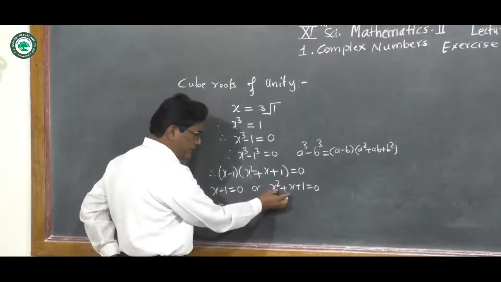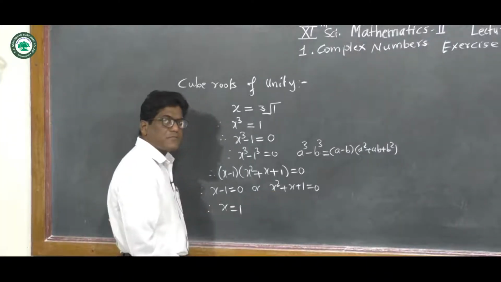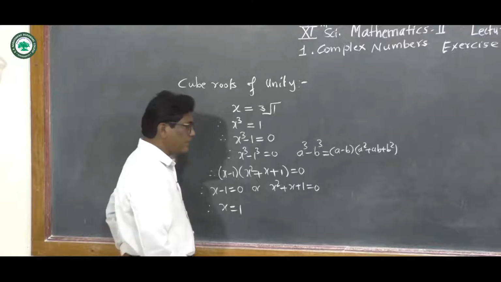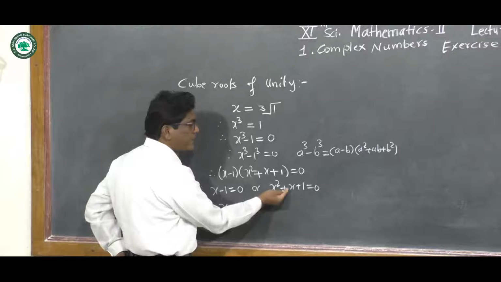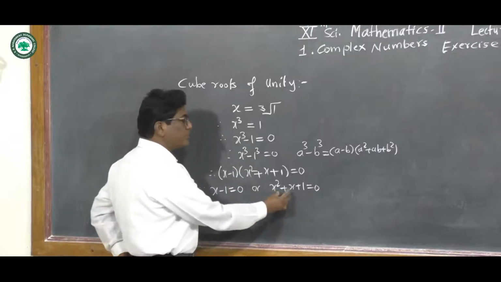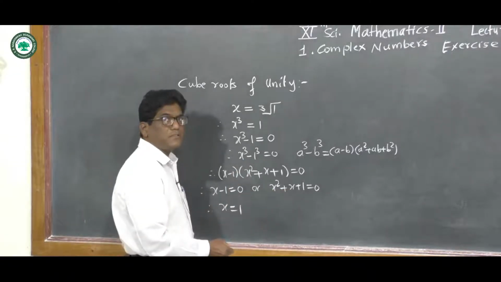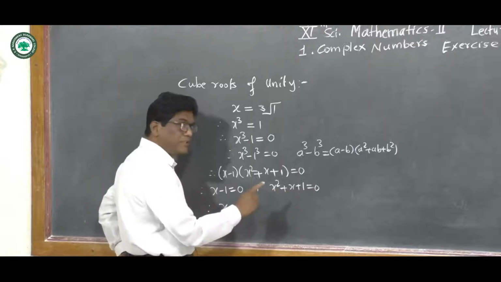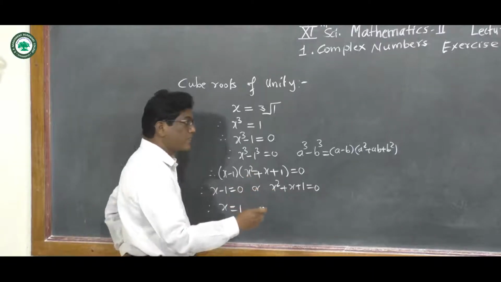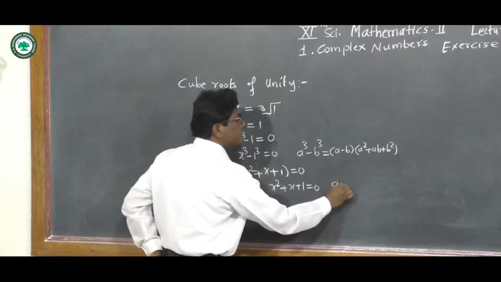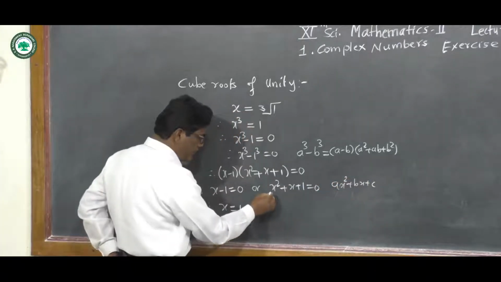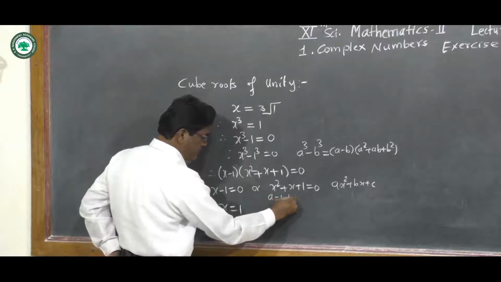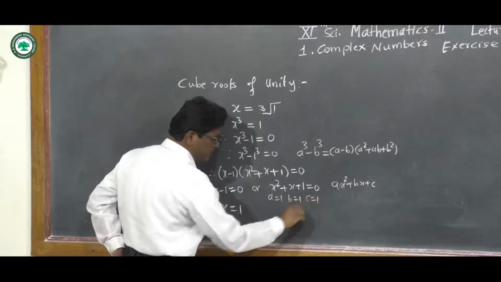Now we have to factor this quadratic equation x square plus x plus 1. But here we cannot factor this one so that the product of two numbers is 1 and addition is plus 1. So we have to use here formula method. So we compare this equation with ax square plus bx plus c. Now what are the values of a? Here a is 1, b is 1, c is also 1.